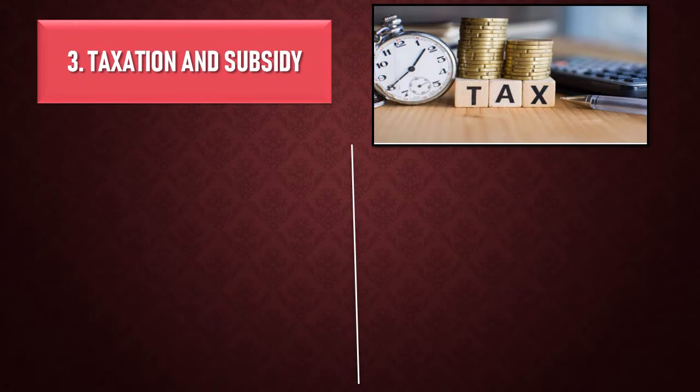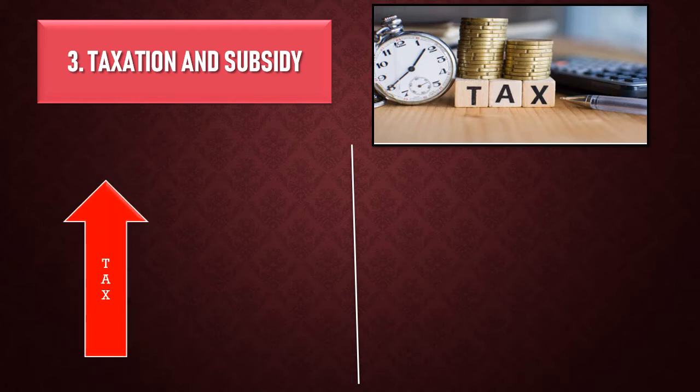So another factor which affects the demand is taxation and subsidy. If the cost of raw material is increasing because the taxation rate is increased by the government, then obviously it increases the price of the good. And if there is an increase in the price of the good, obviously there would be a decrease in the demand. But how does the price rise? Because of the taxation. So we can say that the next factor is taxation.